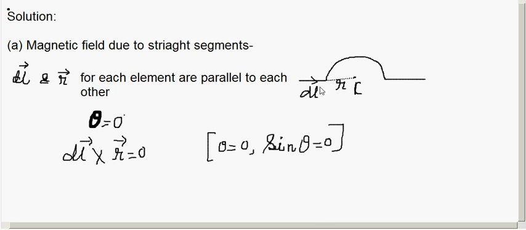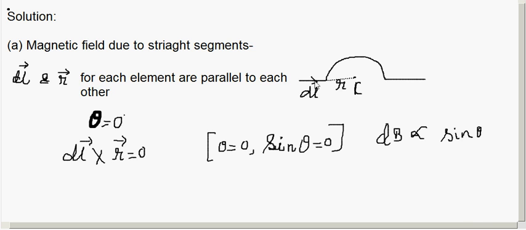From the figure itself it is clear that dl and r are parallel to each other. And in the magnetic field equation, dB is proportional to sin theta. Therefore dB is 0. If you take any current element in the straight segment, the magnetic field due to that current element is 0. Therefore straight segments do not contribute to the magnetic field.